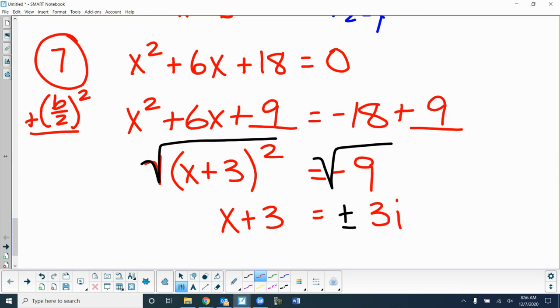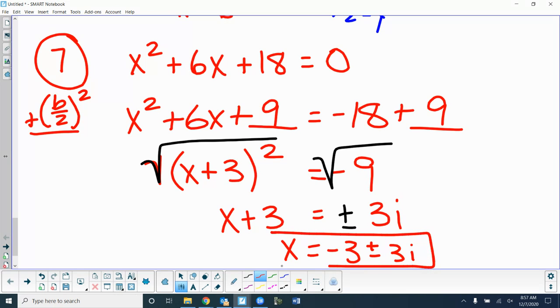That's 3i. So I'm not done because x isn't alone. I gotta take the 3 over, right? So I subtract it. So negative 3 plus or minus 3i is my two answers.